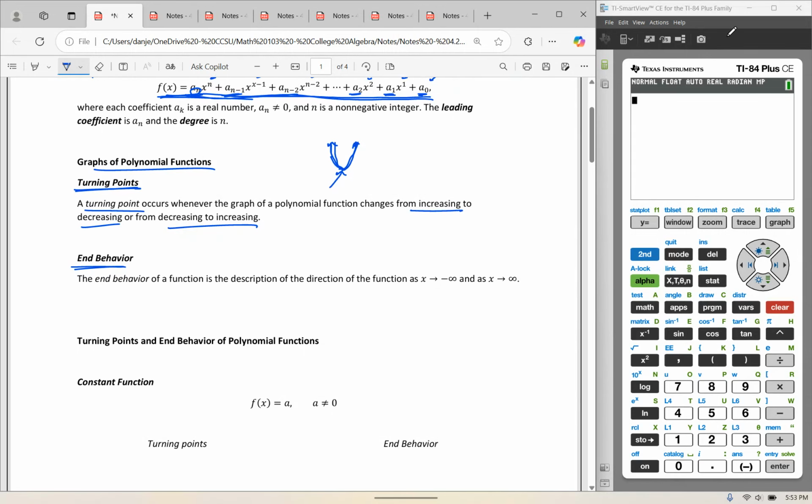And then end behavior of a function is the behavior of the function at the ends. So the ends here are pointing up, okay? So we're going to look at either as x approaches negative infinity, or as we look farther to the left, or x approaches positive infinity as we look at the graph moving to the right. What are the y values doing? Is the graph increasing or is the graph decreasing?